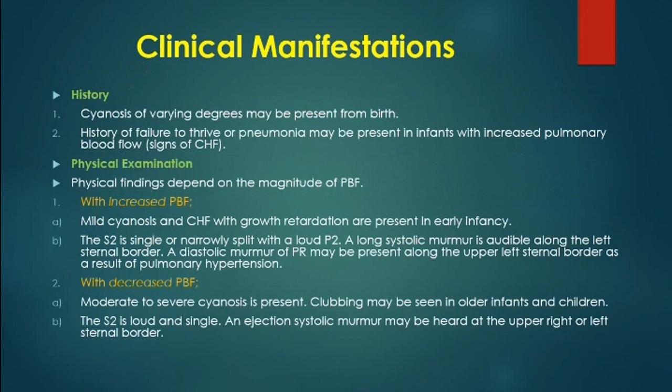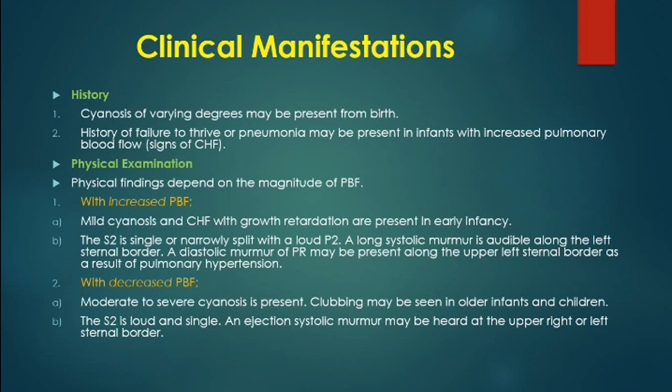Clinically, these patients will develop variable degrees of cyanosis since birth. If there is increased pulmonary blood flow, there will be a history of congestive heart failure manifestations like failure to thrive and repeated chest infections. By physical examination, it depends on the magnitude of pulmonary blood flow. If there is increased pulmonary blood flow, there will be mild cyanosis, maybe unnoticed, manifestations of congestive heart failure, and growth retardation. The second sound is usually single and loud.